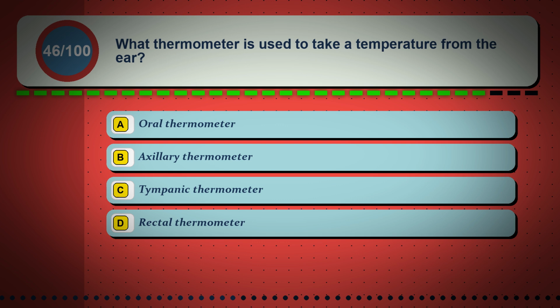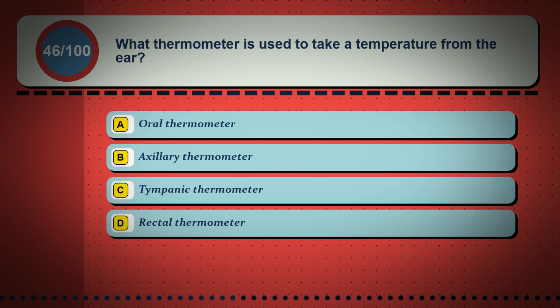Question 46. What thermometer is used to take a temperature from the ear? Option A. Oral thermometer. Option B. Axillary thermometer. Option C. Tympanic thermometer. Option D. Rectal thermometer.